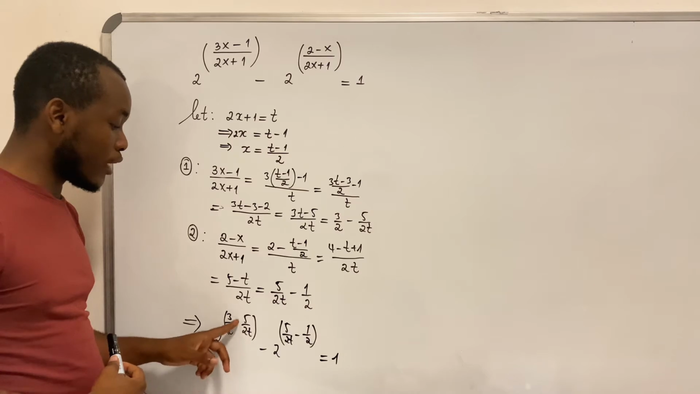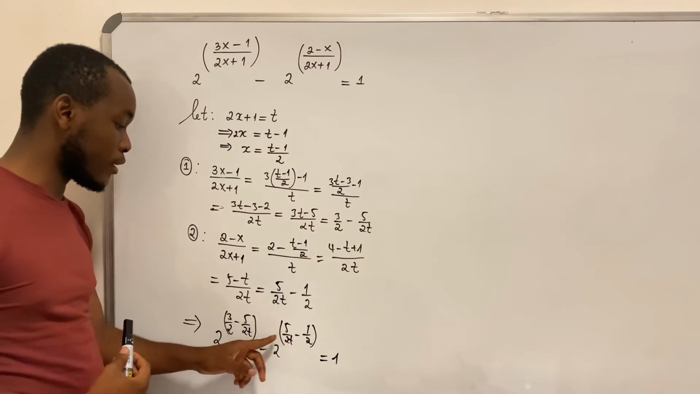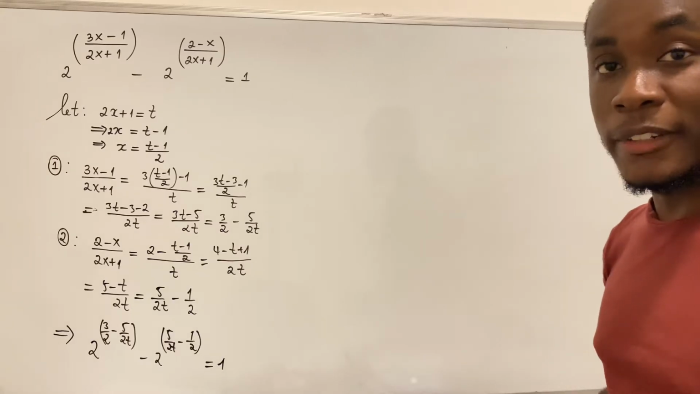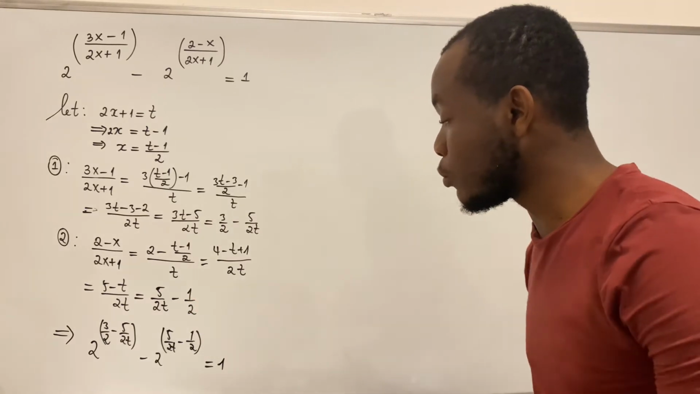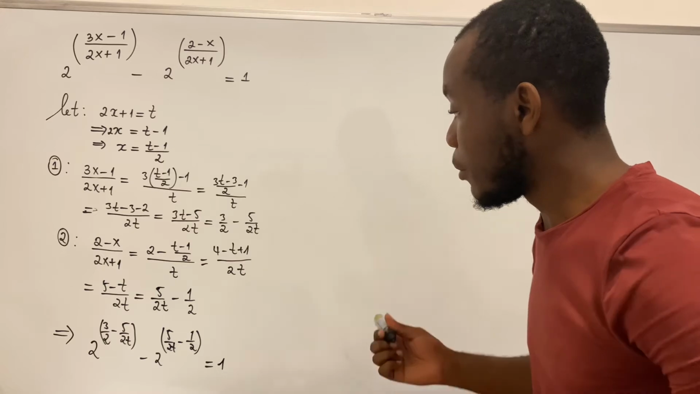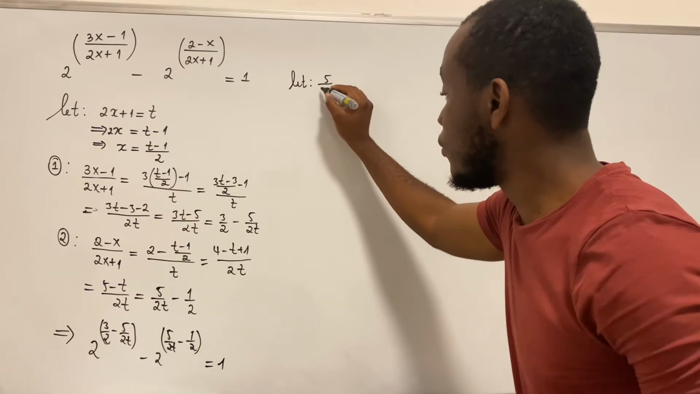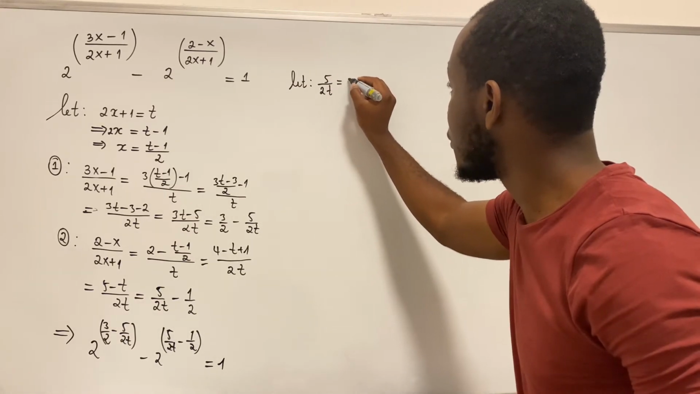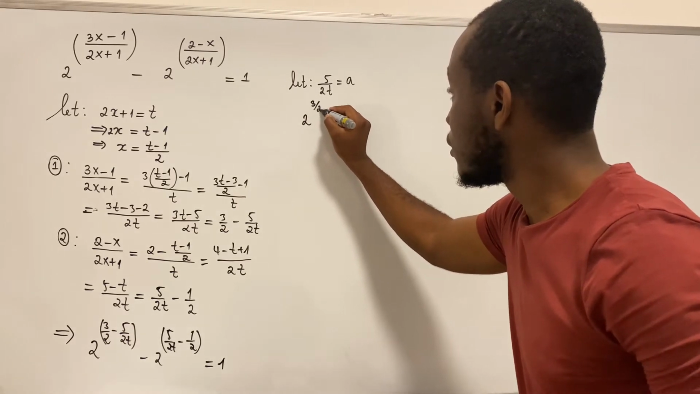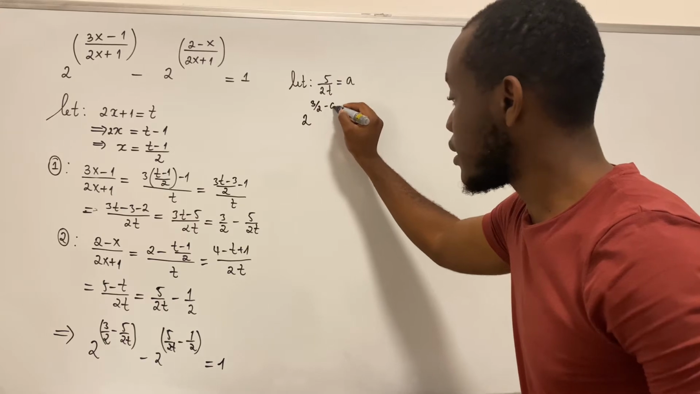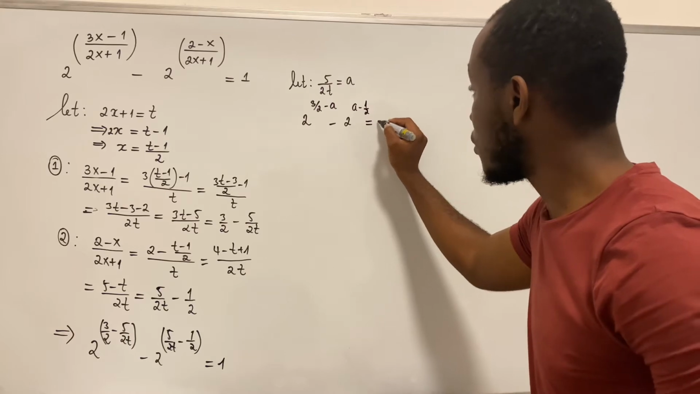So that means we can let 5 over 2t be equal to a new variable, because they are the same on both sides. By letting 5 over 2t be equal to a new variable, let's say a, in this particular case we have 2 to the power of 3 over 2 minus a, minus 2 to the power of a minus 1 over 2, equal to 1.